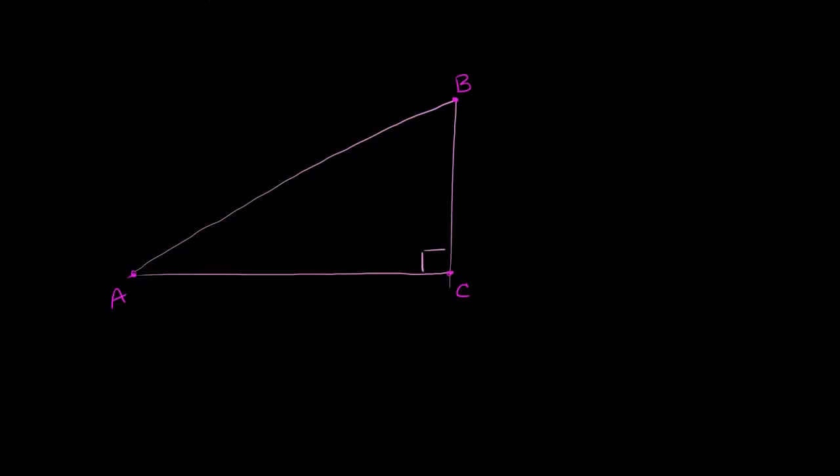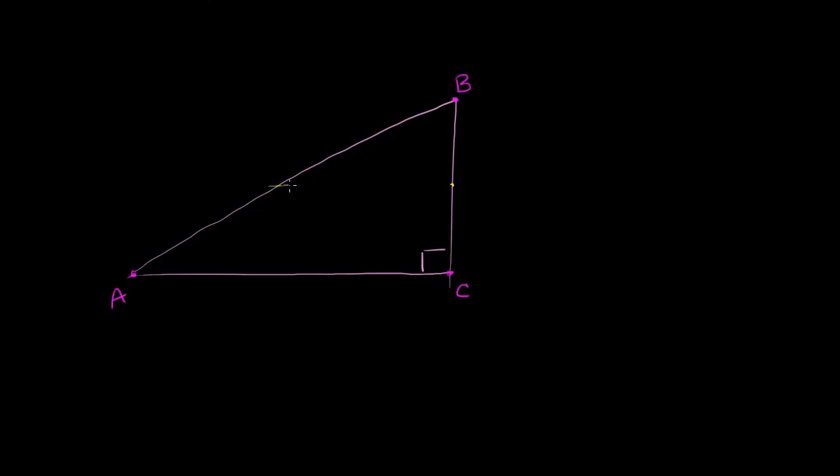What I want to do in this video is prove that the circumcenter of a right triangle is actually the midpoint of the hypotenuse. And to do that, I'm going to first take a look at the perpendicular bisector of one of the legs of this right triangle. So let me construct the perpendicular bisector of leg BC right over here.